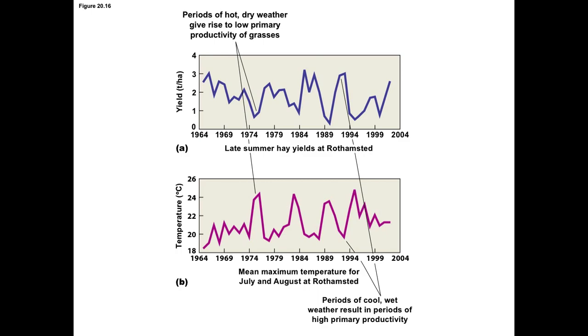This is data from a long-term study at Rothamsted, which is a research lab in the UK. What we've got is two plots here. We're looking at summer hay yield, essentially the amount of grass that grew in their series of study fields in the summer. You can see that this varies quite a bit year on year. There's a lot of interannual variability.